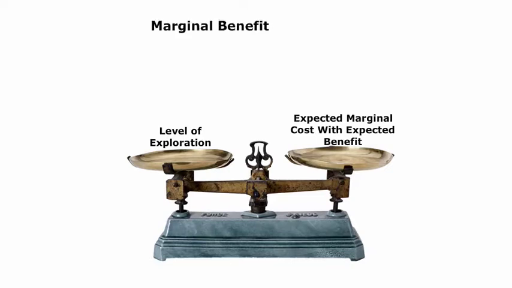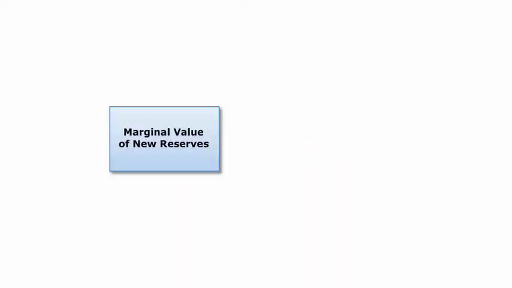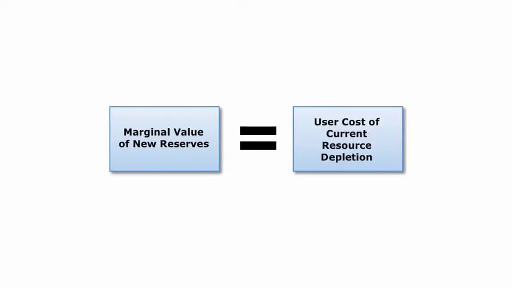The expected marginal benefit of exploration is not just the discovery and development of new reserves, but comes from the discovery of reserves whose cost of development and extraction is less than or equal to the cost of the reserves currently being depleted. In other words, the marginal value of new reserves equals the user cost of current resource depletion along an efficient time path of extraction and new reserve development.